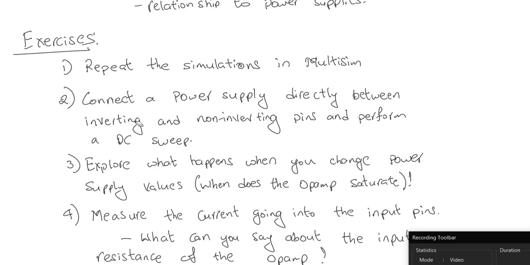Here are some Multisim exercises you can do to get your hands dirty with the operational amplifier and get a feeling for it. And we will do some more Multisim exercises in the lecture.